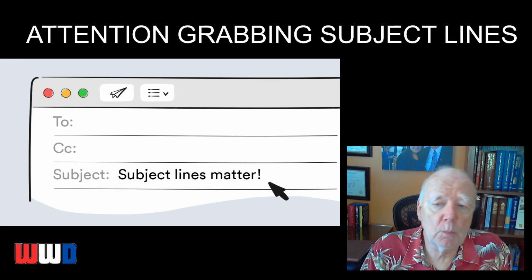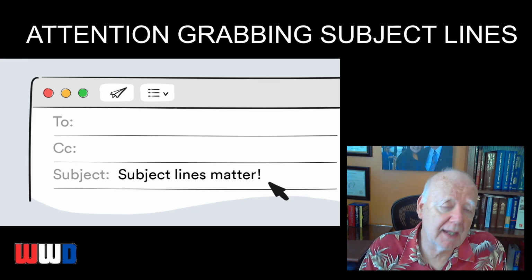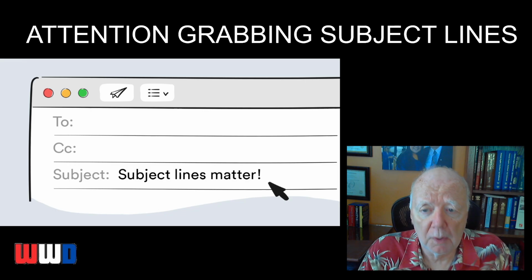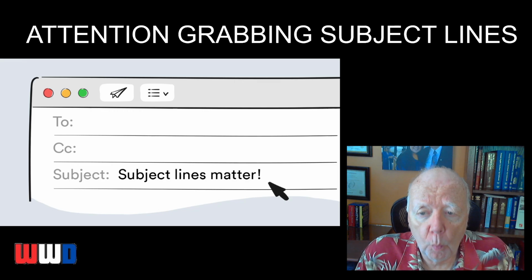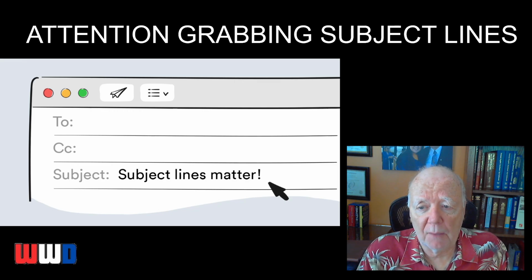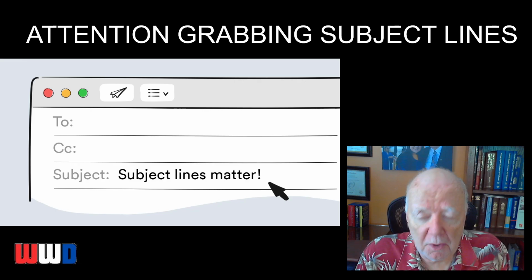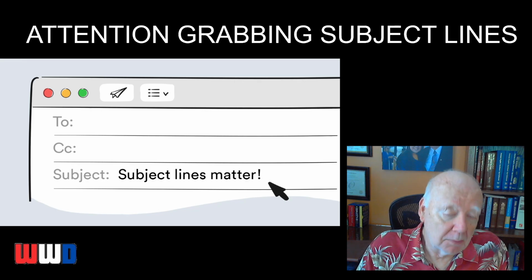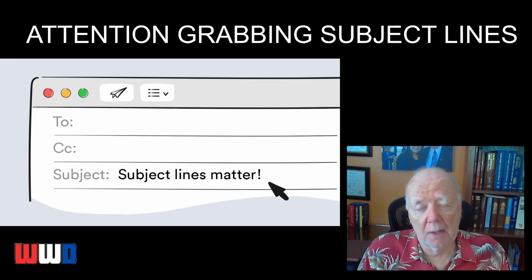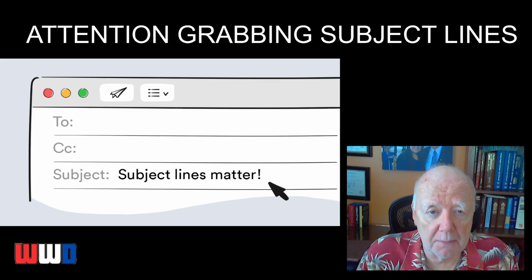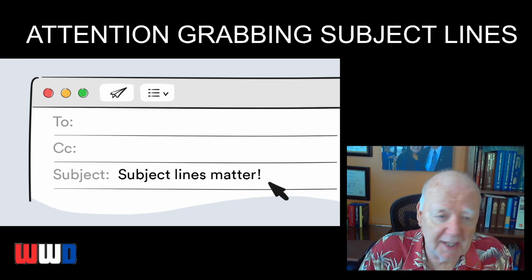So which headline would you choose? Which headline would you respond to? Get this great offer now, or access this strategy that will bring you results today? Probably the second one. So again, write attention-grabbing subject lines. That's another point. What's the next one?